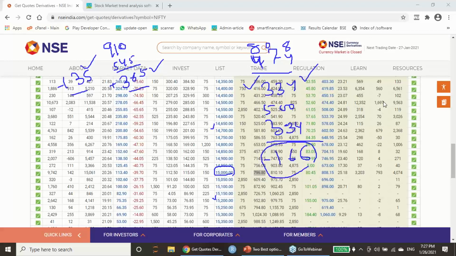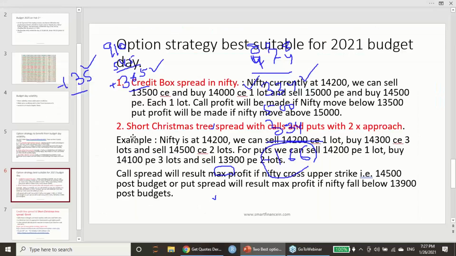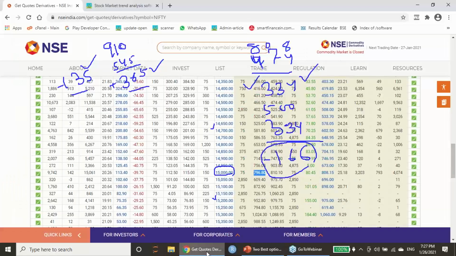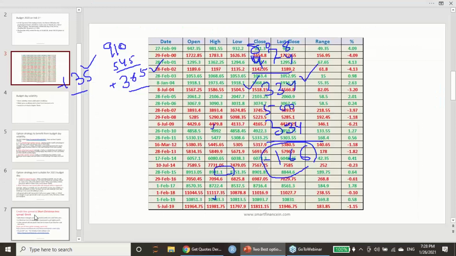If there is no volatility on the budget day, which has happened in many years, you have seen there is no absolute movement at all. You can say only 0.1%, 0.4%, 0.6%. 2018 also it was a flat movement, 2019 also a flat movement. If such things happen, you can close your strategy and come out. There is no point in holding the strategies for the next month. Your main aim is to take the budget day's volatility.